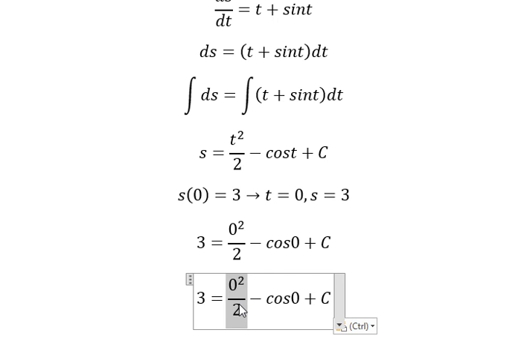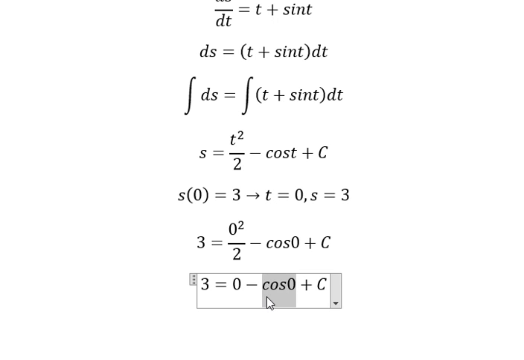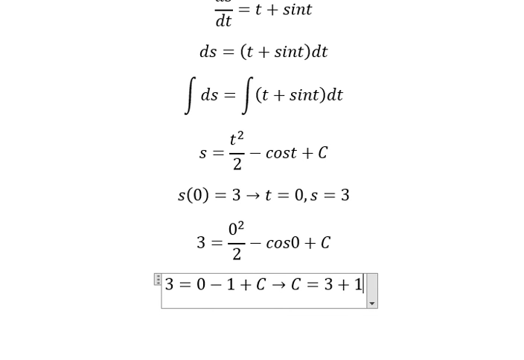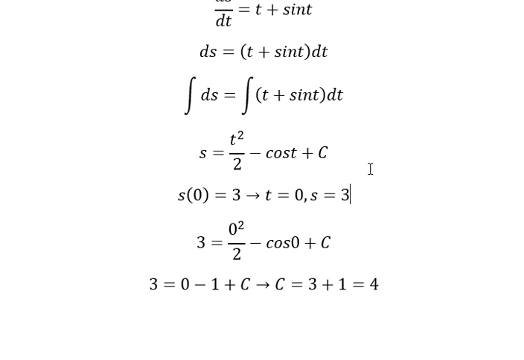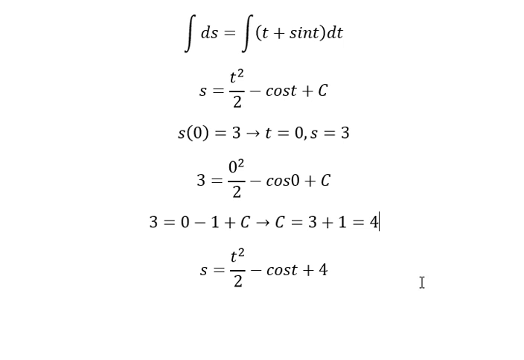This one you get 0. This one you get 1. Negative 1 we put on the left. And you get 3 plus 1 equals 4. So I will put 4 in here, and we can get the final answer.